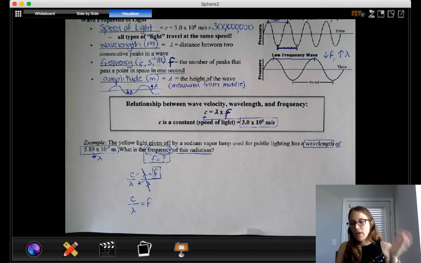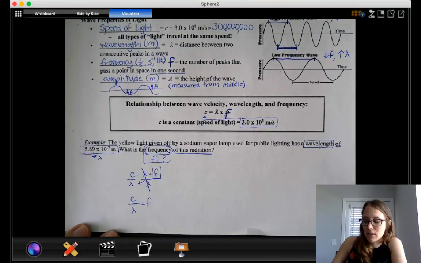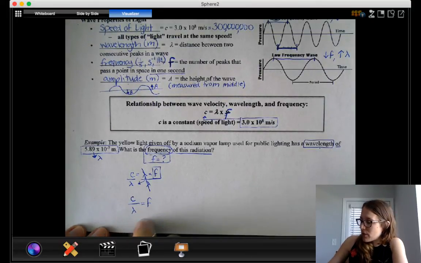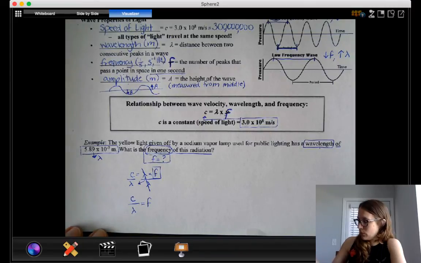Once we have our equation set up, now I can just plug in the numbers from the problem and then we can solve for the answer. Okay. Before I do that, I'm just going to throw, ooh, that was my pen.